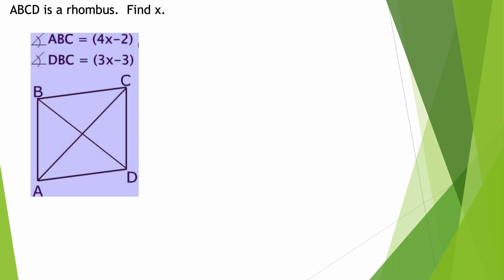And next up, another rhombus. ABCD is a rhombus. Now remember, with a rhombus, we got a whole lot of special things going on here with angles. The diagonals are perpendicular to each other. So in here, we have 4 right angles. Next, a diagonal bisects the vertices. So at a vertex, each half cut by the diagonal are going to be equal to each other. So ABC is 4x minus 2. DBC is 3x minus 3. Figure out the relationship involved. Find x.